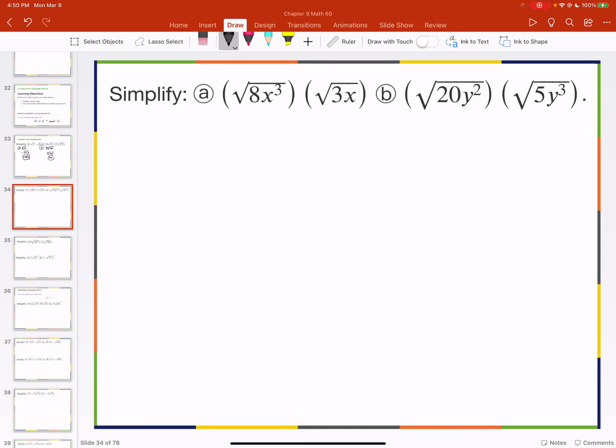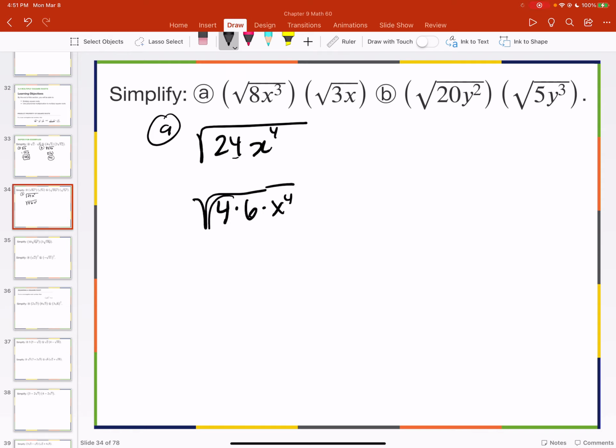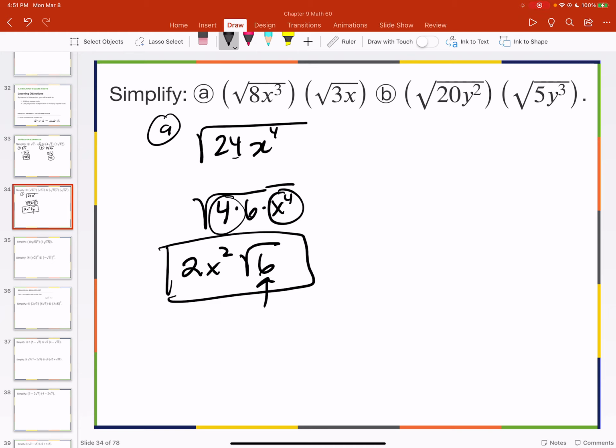Again, if you have variables, remember that it's to the even exponent. So A, you get square root of 24x to the power 4. But 24 is 4 times 6, right? So that's the square root of 4 times 6 times x to the power 4. These are the perfect squares right here. So, when you take the square root of them, you get 2x to the power 2. And then what's left over is the square root of 6. And this has no perfect squares, so that's it.